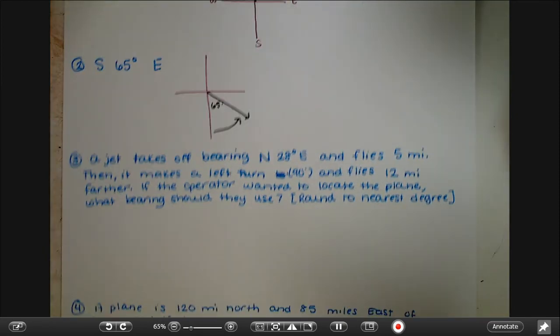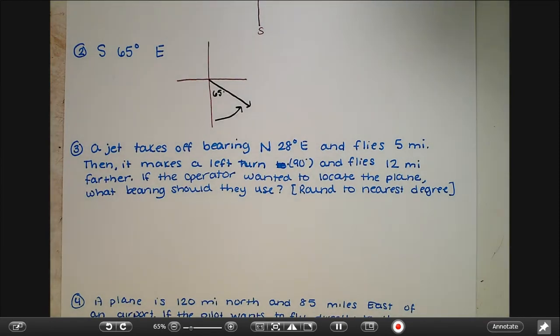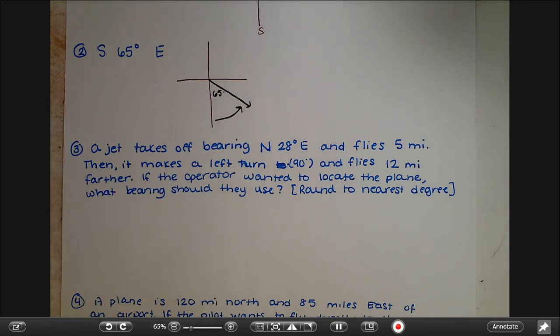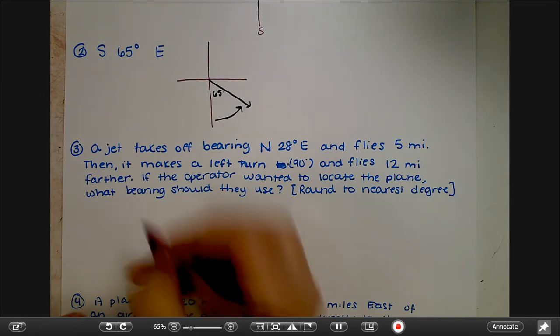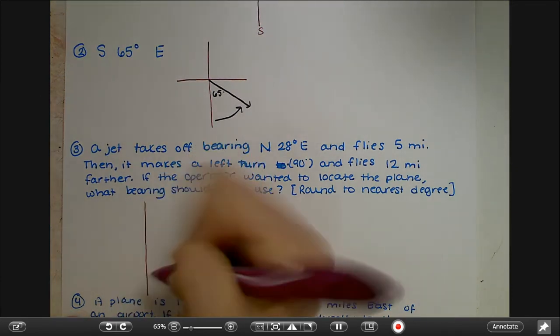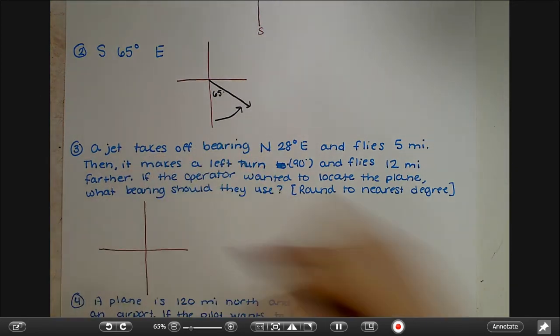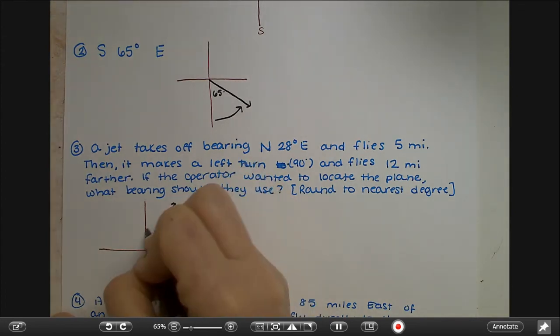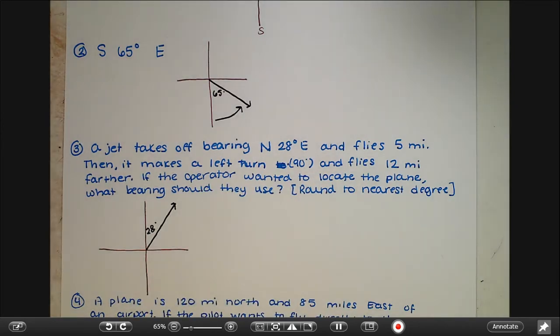So let's look at how this would look with a trig problem. A jet takes off bearing 28 degrees east of north and flies for 5 miles. Then it makes a left turn and flies 12 miles. If the operator wanted to locate the plane, what bearing should they use? So first we're going to draw a diagram. And the jet is bearing 28 degrees east of north. Now this is not drawn perfectly, right? I'm just doing the best that I can.